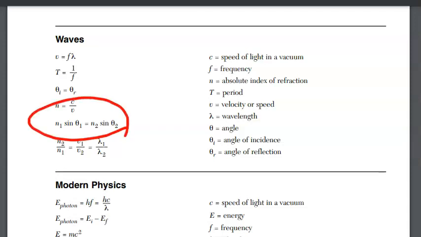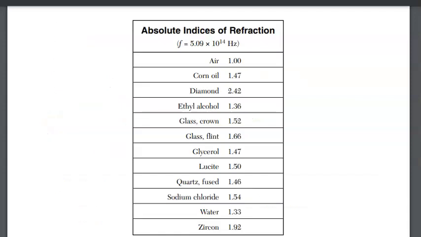Snell's law is right here. And the index of refraction, again, we have flint glass and we have air. The flint glass is hitting at an angle to the normal of 30 degrees, and then it's going from the glass into the air, and ultimately what we want to do is calculate the angle of refraction.